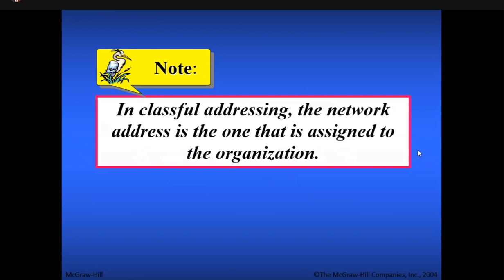In classful addressing, the network address is the one that is assigned to the organization. Suppose our BC Engineering College is an organization, and it has thousands of machines. One network address will be assigned for an organization, so one organization will have one network address.